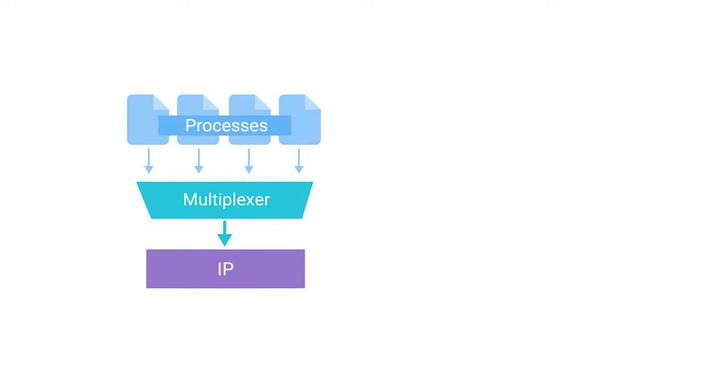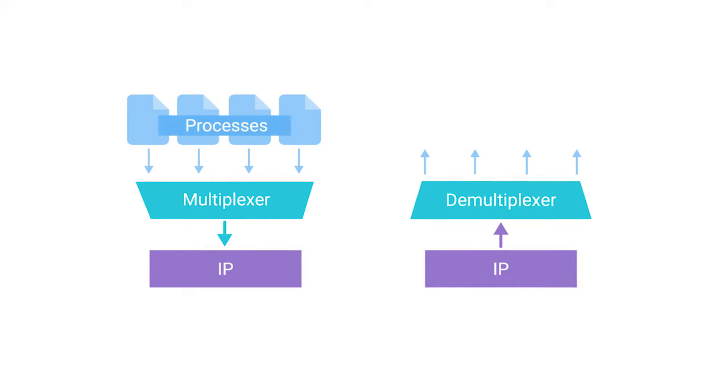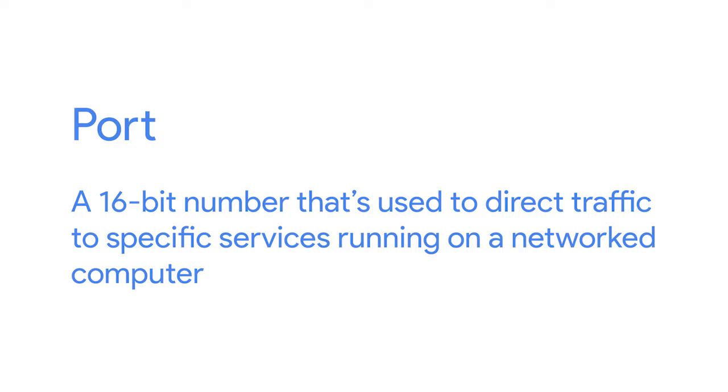The transport layer has the ability to multiplex and demultiplex, which sets this layer apart from all others. Multiplexing in the transport layer means that nodes on a network have the ability to direct traffic toward many different receiving services. Demultiplexing is the same concept, just at the receiving end. It's taking traffic that's all aimed at the same node and delivering it to the proper receiving service. The transport layer handles multiplexing and demultiplexing through ports. A port is a 16-bit number that's used to direct traffic to specific services running on a networked computer.